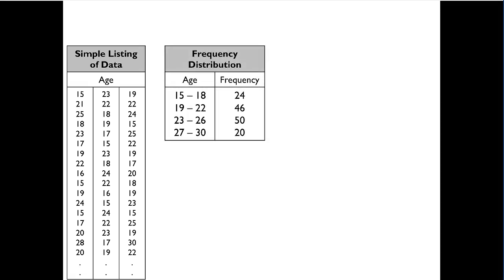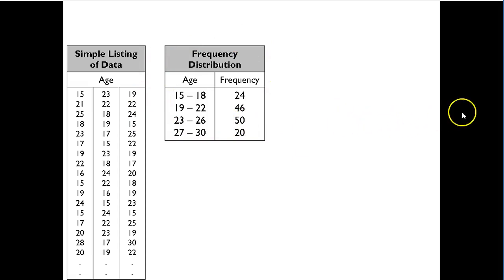So all that is, is taking the ages and creating intervals of ages. They're grouping them together. So for example, 15 to 18, you have 24 students. This isn't the full list, but if you have 24 students between 15 and 18, and then between 19 and 22 you have 46, and so on. This is what a frequency distribution is.